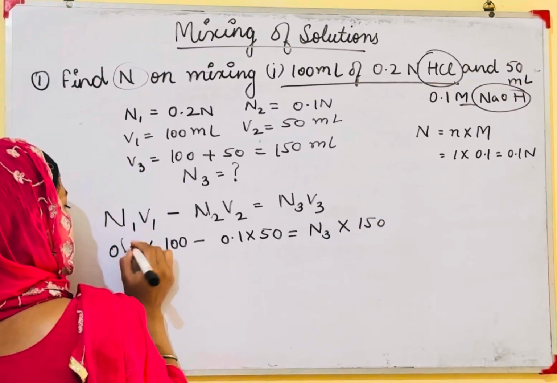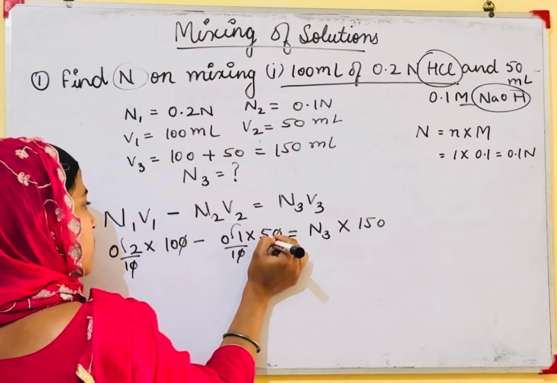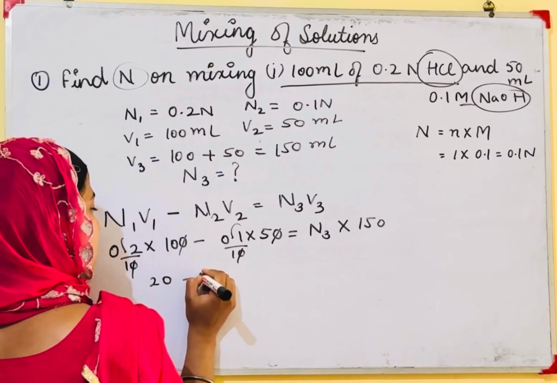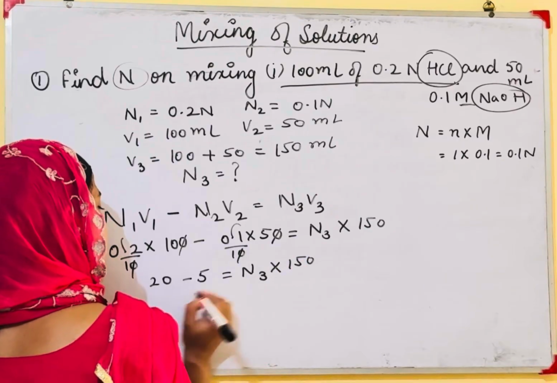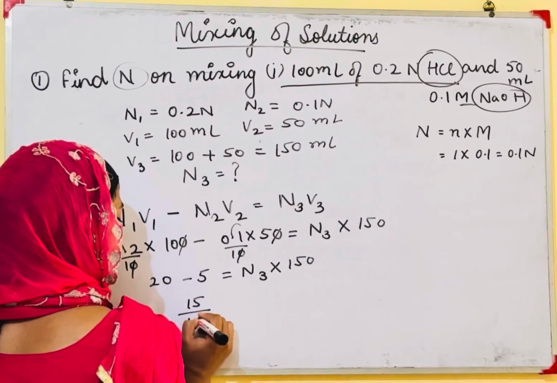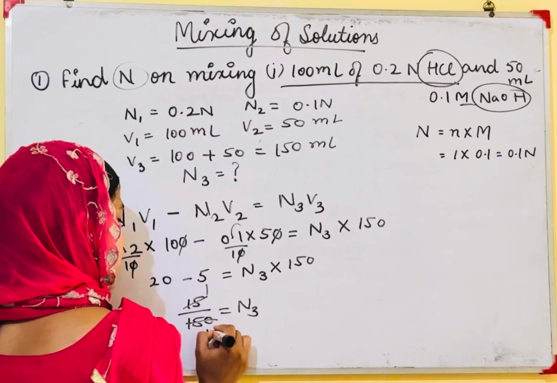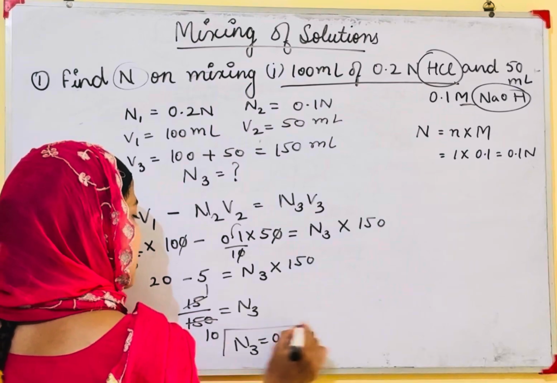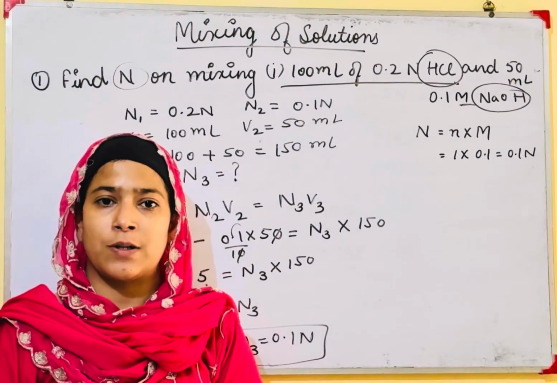Now solve this equation. It will become 2 tens are 20 minus 5, and N3 multiplied by 150. It will become 15 divided by 150 for N3. So N3 will be 0.1 normal. So this is the way to calculate the normality on mixing of solutions.